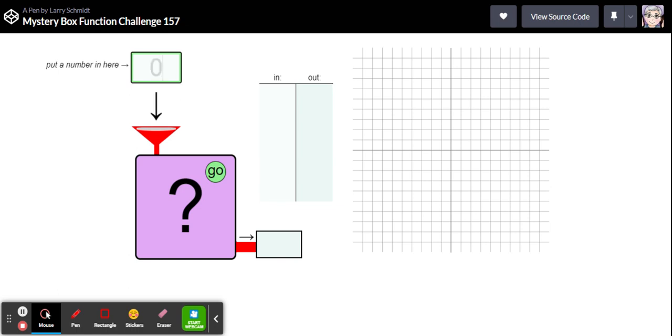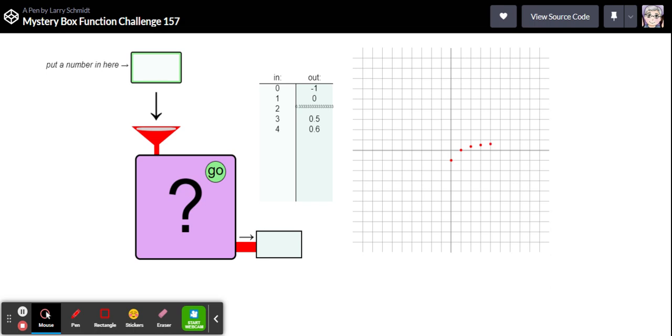All right, I'm going to put in a 0. Okay, so 0 gives us -1. How about 1? 0, okay. How about 2? So that gives us 1/3. Okay, how about 3? That gives us 0.5. Huh. So let's try 4.